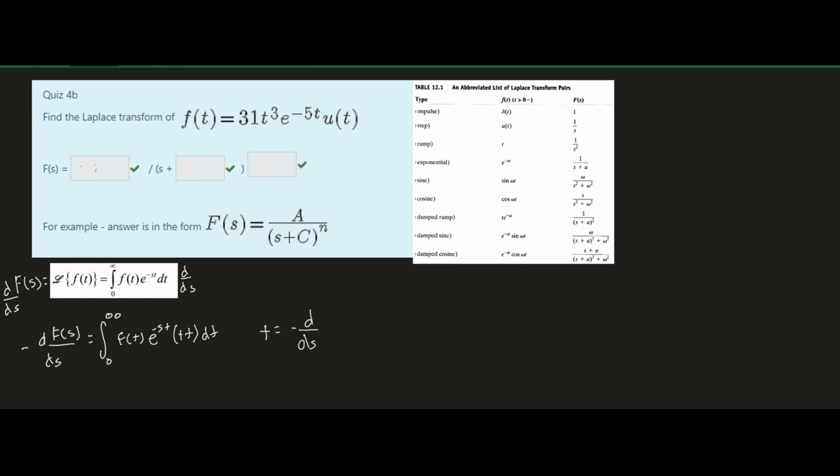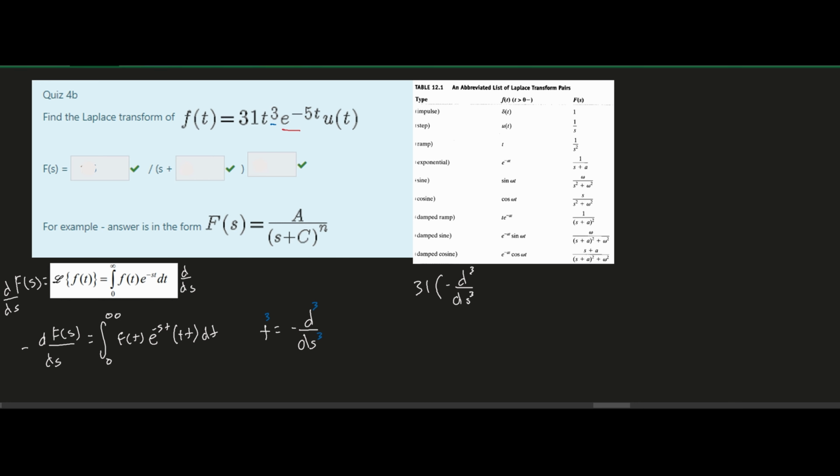Now, for our problem though, it says that we have a t cubed. So because we have a t cubed here, we are going to have a t cubed here, meaning that this is cubed, meaning that we're going to take the derivative 3 times. So when we look back at our problem, we can move the 31 out. We can put this outside of a parentheses. Because it's just a constant, we don't need to deal with it now. We are going to substitute our t cubed for a negative d over ds. Remember, this is cubed. And then we're going to have this e negative 5t.